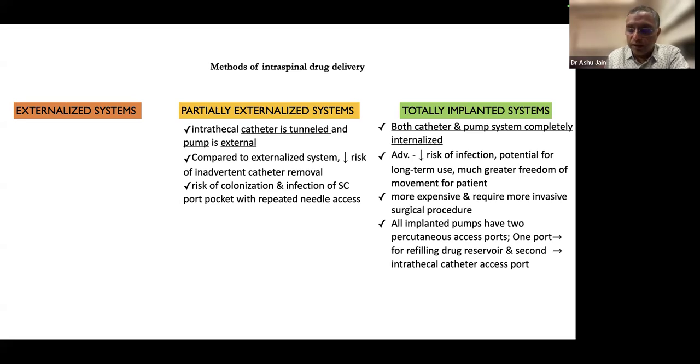Now, there are two or three kinds of systems. One is the externalized system, where everything is external, which we usually do. The catheter is external and the port is external. These are for a short duration, 5 to 7 days maybe, because there is a very high risk of infection. Then there is the partially externalized system, where you can tunnel the catheter, but the drug delivery system is outside.